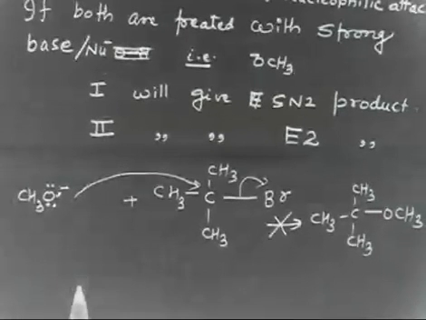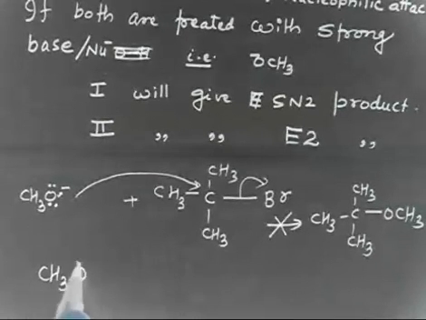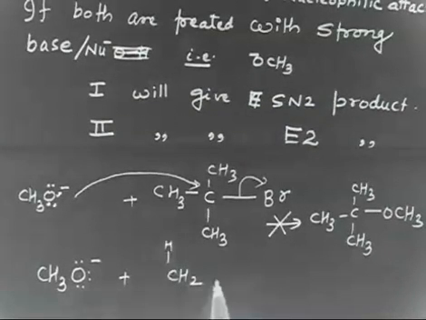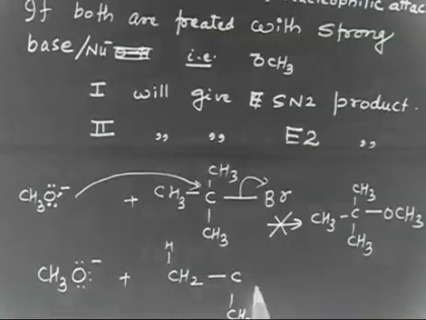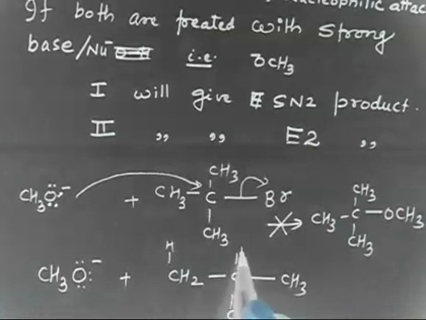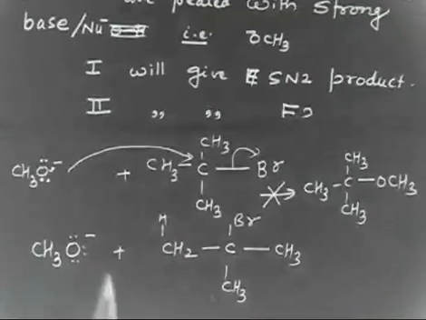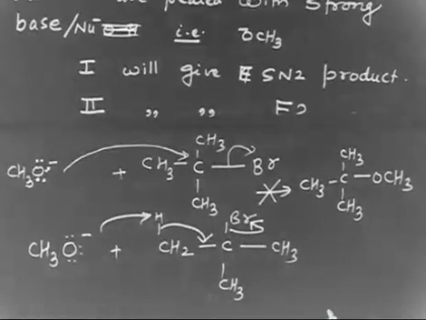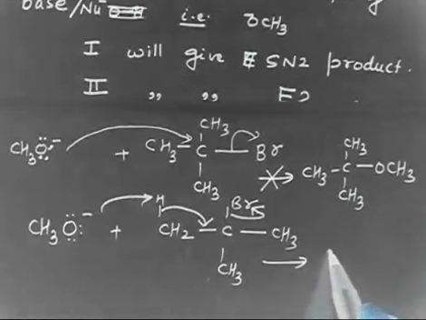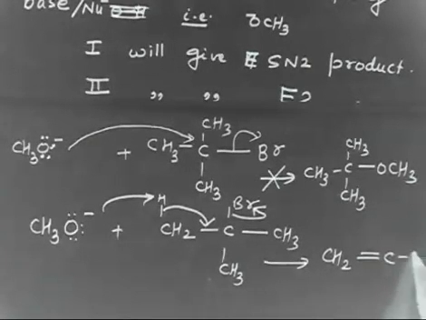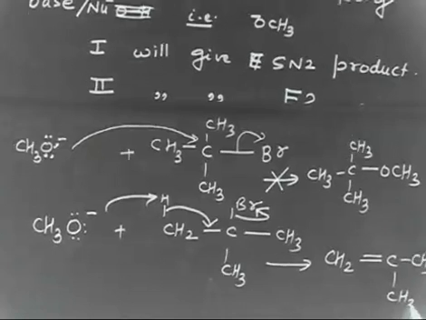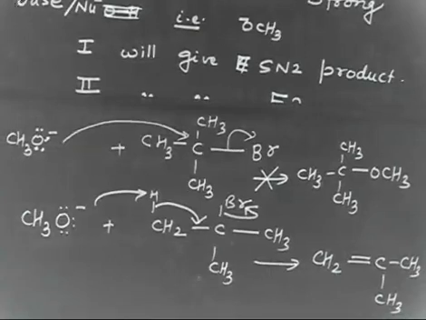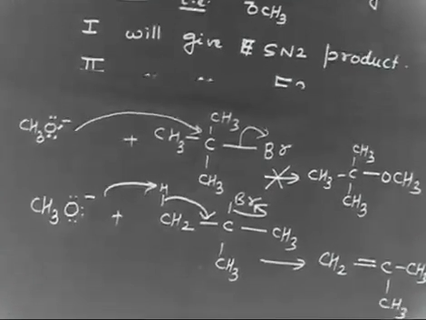Now elimination will be favored because OCH3 minus can also act as a base. It can take a hydrogen, so you have a hydrogen here, then CH3, CH3, and then Br. Are you getting? It can take one proton from here, this bond goes here, and you can lose this Br minus. If you do something like this, you will have CH2 double bond C CH3, CH3. So in this case elimination product will be favored. If you want an elimination product, you have to make branching. If you want a substitution product, you don't have to make branching.